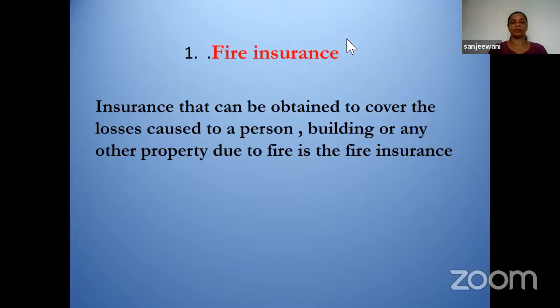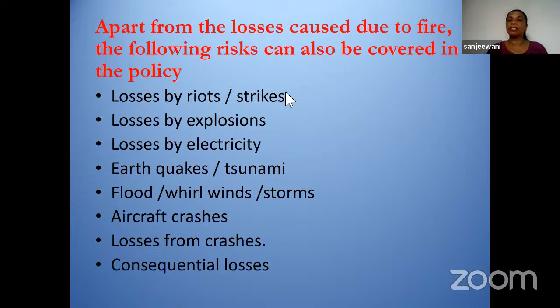Apart from the losses caused due to fire, these following risks can also be covered in the policy. What are the other things that can be covered? Losses by riots or strikes, losses by explosions, losses by electricity, earthquakes or tsunami, flood, aircraft crashes, losses from crashes, consequential losses. So apart from fire, these things also will be added. Okay.